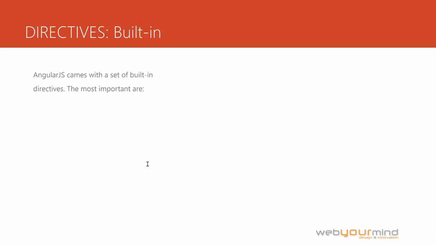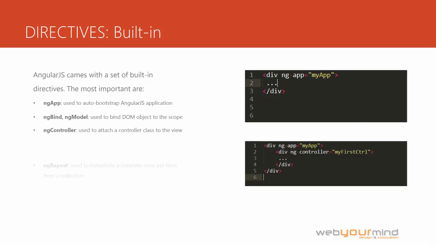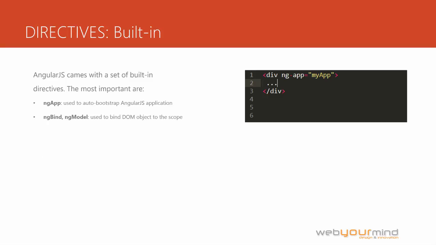So if we want to go through a very short list of the main directives, we have ng-app, which is used to bootstrap the AngularJS application, as I just mentioned. We have ng-bind and ng-model that we'll see in a minute. And then we have ng-controller, ng-repeat, ng-view, ng-show, ng-hide, ng-class, and lots of other directives. And no worries guys, I'll be covering all of them. In this lesson, we'll cover just a few of these directives, and they will be ng-app, ng-bind, and ng-model.